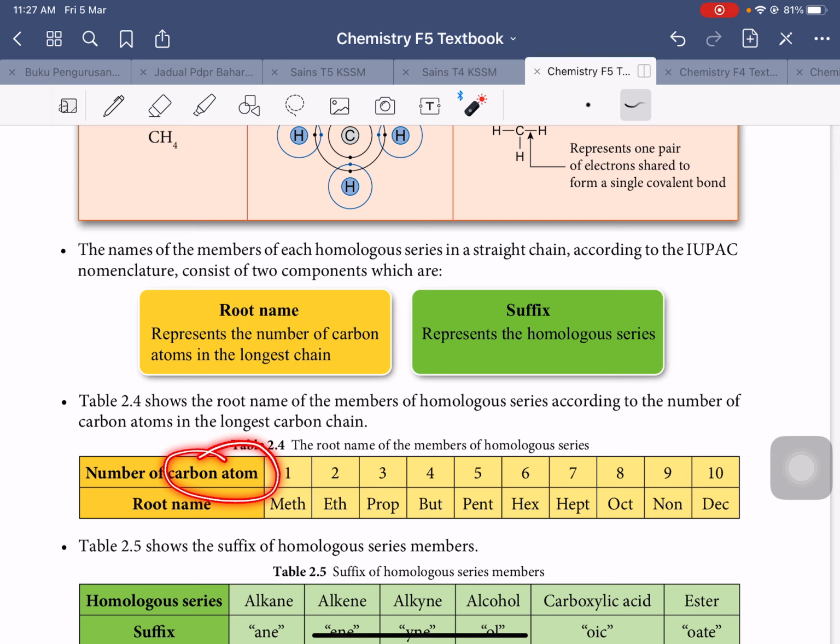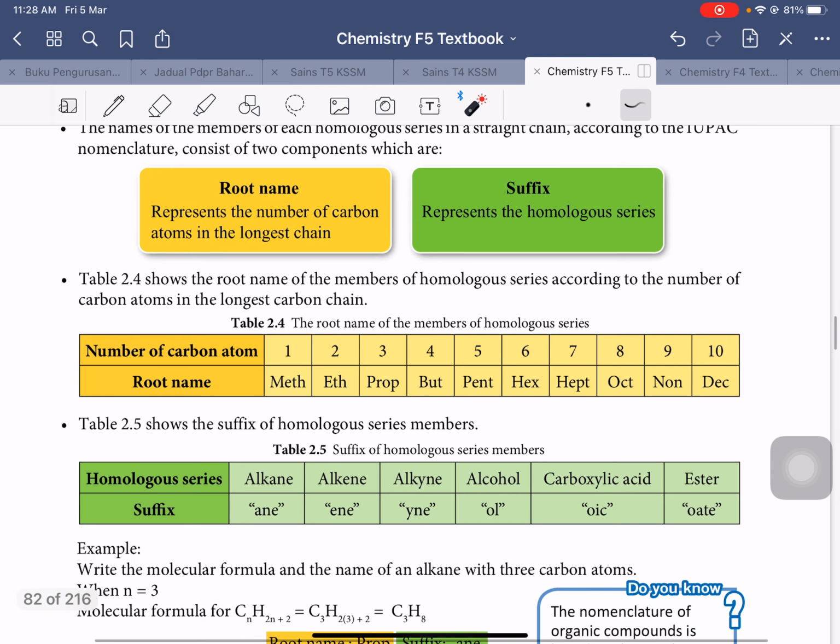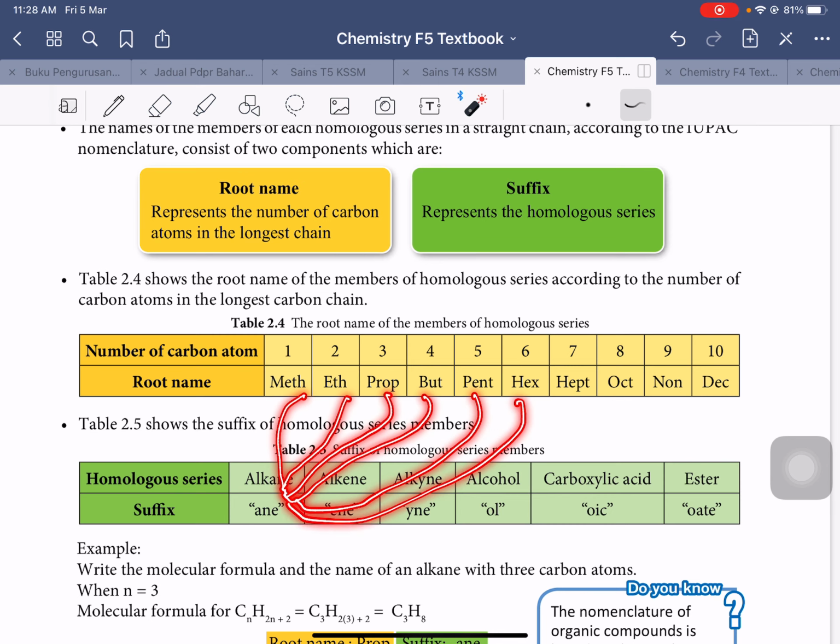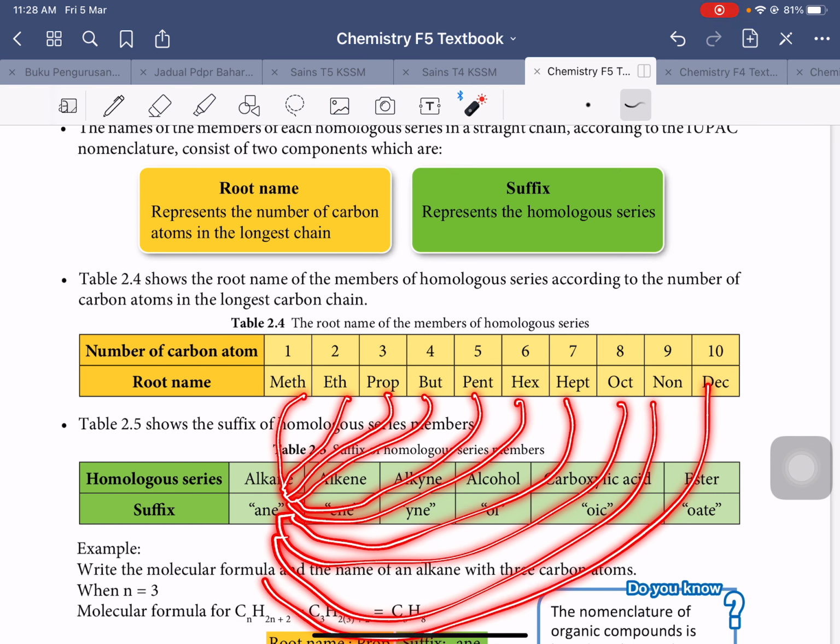If the number of carbon atoms is 1, dia punya root nama asas dia meth, and then eth, prop, but, pent, hex, hept, oct, non, and dec. So kalau kita punya nama adalah, if you are concentrating on alkane, so member pertama adalah methane, second ethane, propane, butane, pentane, hexane, heptane, octane, nonane, and also decane.